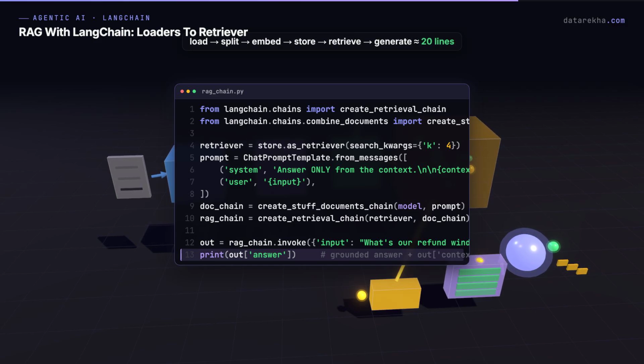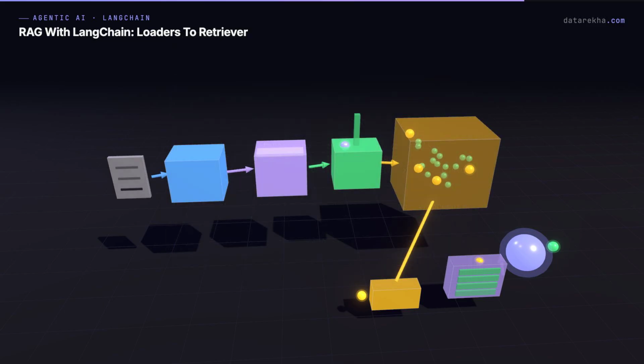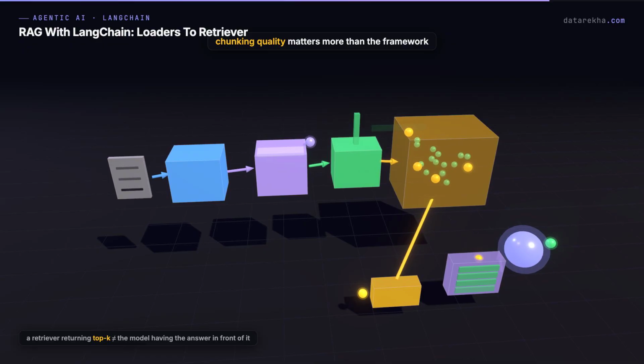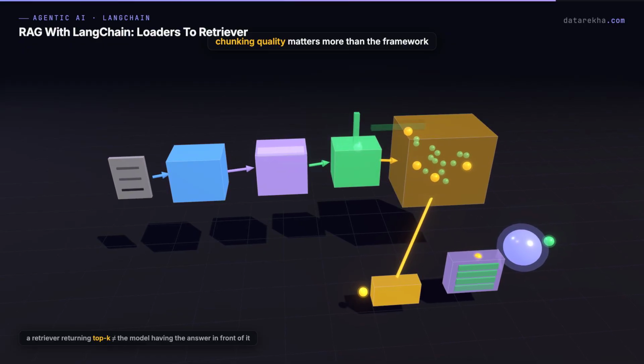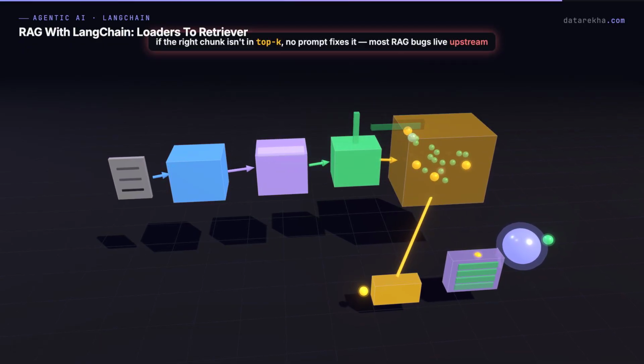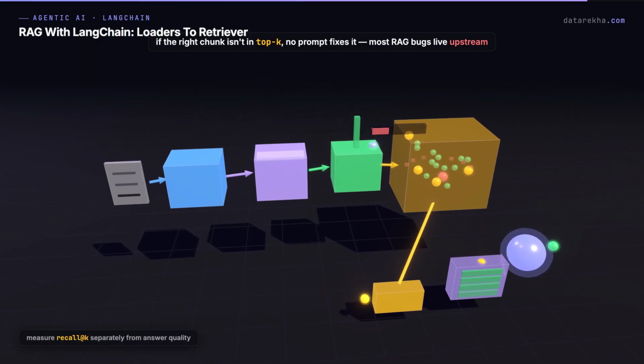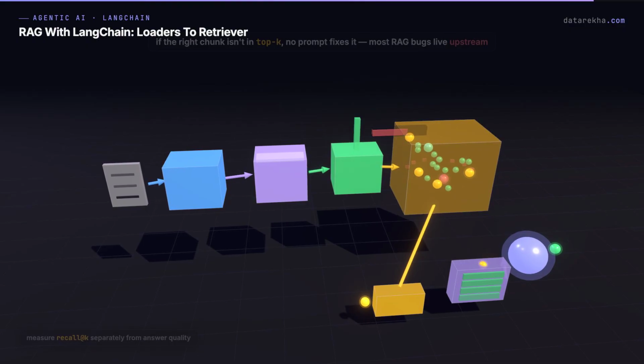real classes. Now the part that changes how you debug RAG. Chunking quality matters more than the framework, and a retriever returning top K is not the same as the model having the answer in front of it. If the right chunk is not in the top K, no prompt engineering recovers it. So always measure recall at K separately from answer quality, because most RAG bugs live upstream of the model.